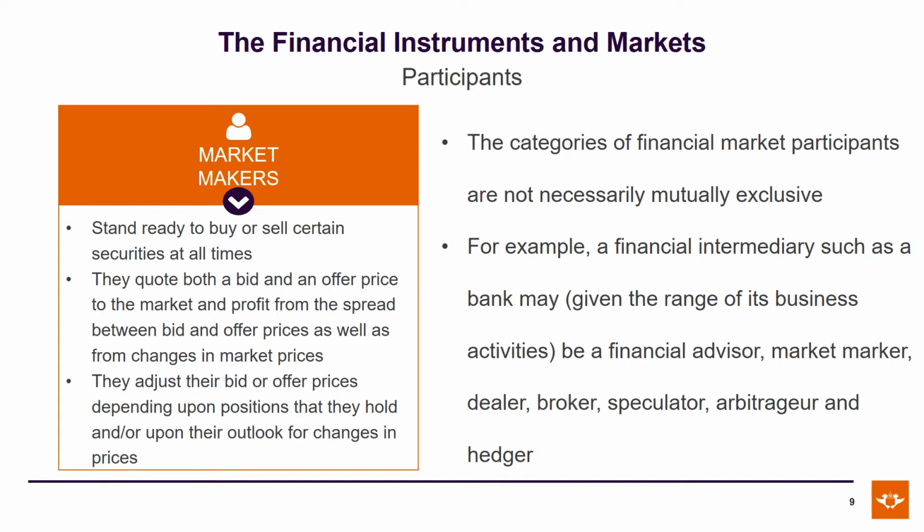The bid price is the lower price, the offer price is the higher price. And depending on how the market looks and the positions that they currently hold in their books, they will adjust their bid or offer prices accordingly.